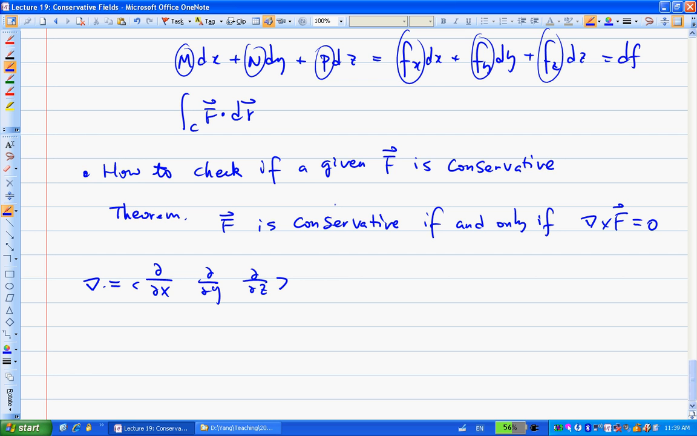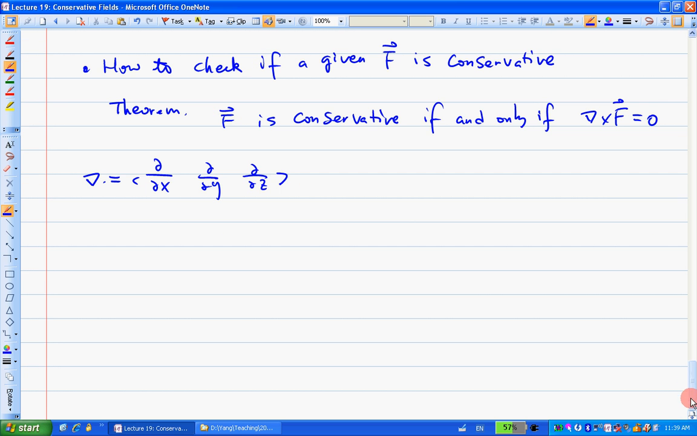How do you prove this theorem? There are basically two parts. One part is that if F is conservative, you can prove this is 0, and conversely, when you have that, this is conservative. I'm not going to prove this in class. You can take a look at the textbook for the proof. For the proof, we actually need another theorem called Stokes' theorem, which we're going to learn in the future. But for the time being, this is a very simple theorem to apply: F is conservative if and only if the cross product of the two is 0. So now let's calculate the cross product.